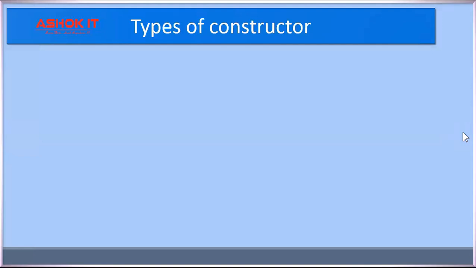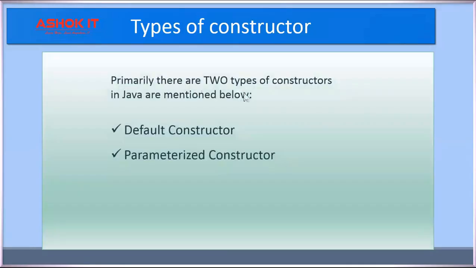Now let's see what are the types of constructors in Java. There are two types of constructors in Java: the default constructor with no arguments, and the other one is the parameterized constructor, the constructor with parameters or arguments. So when a constructor is written without any argument, it is a default constructor, and when a constructor is written with arguments or parameters, it is called a parameterized constructor.